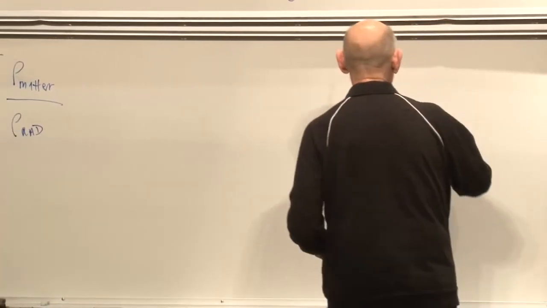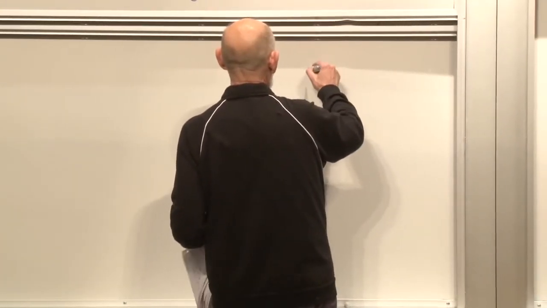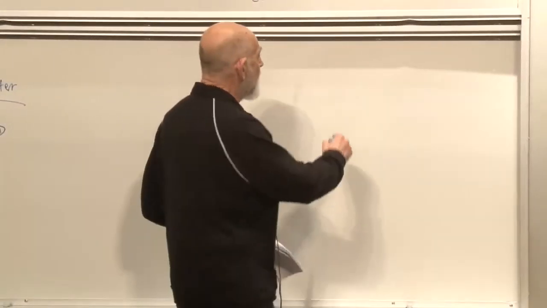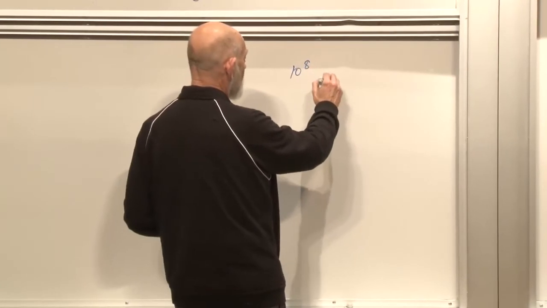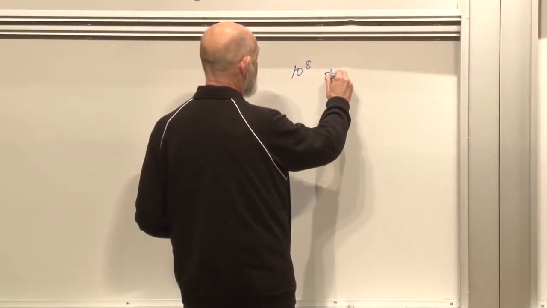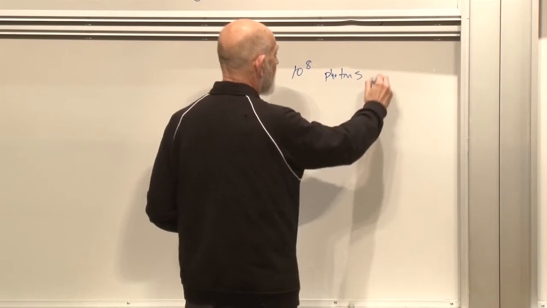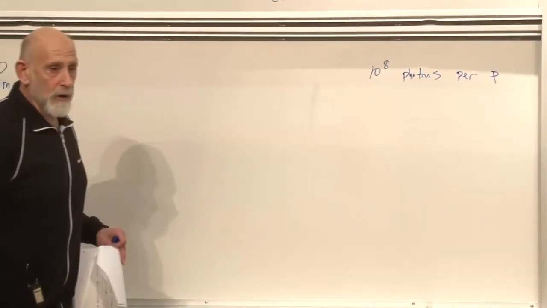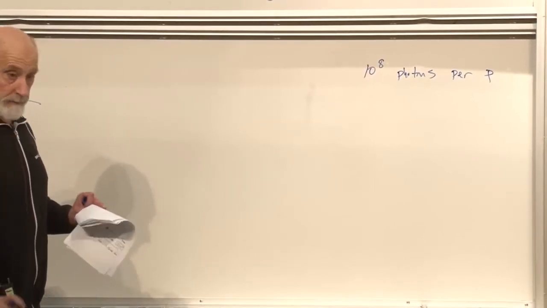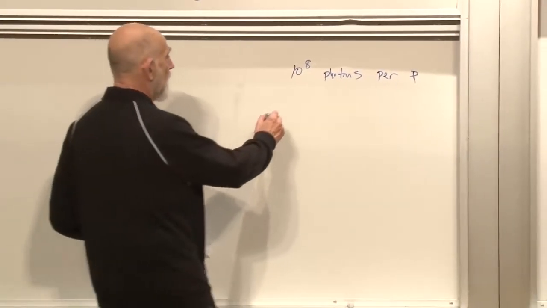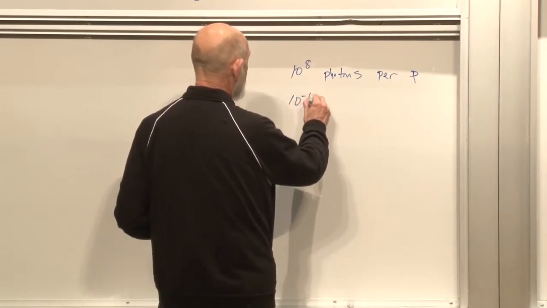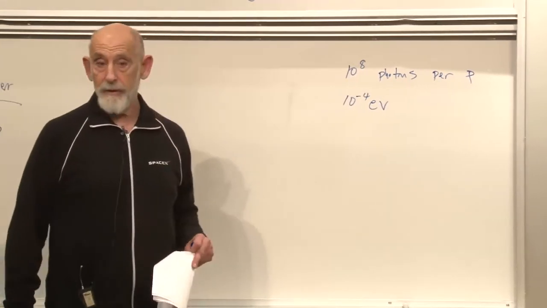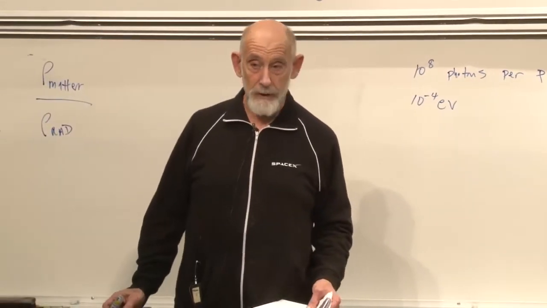Basically, you can use the following facts: for every proton, or for every hydrogen atom, there are 10 to the 8th photons per proton. Second of all, we know the energy of each photon. The energy of each photon is about 10 to the minus 4 electron volts. That's what corresponds to 3 degrees.